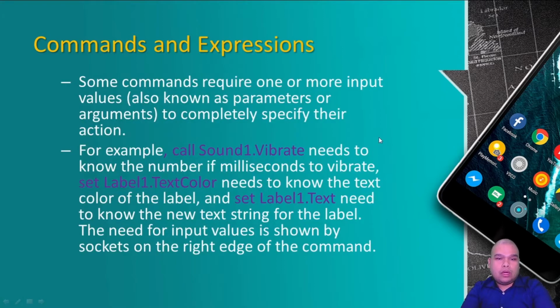Some commands require one or more input values, also known as parameters or arguments, to completely specify their action. For example, call Sound1.Vibrate needs to know the number of milliseconds to vibrate. Set Label1.TextColor needs to know the text color of the label, and set Label1.Text needs to know the new text string for the label. The input for these values is shown by the socket on the right edge of the command.